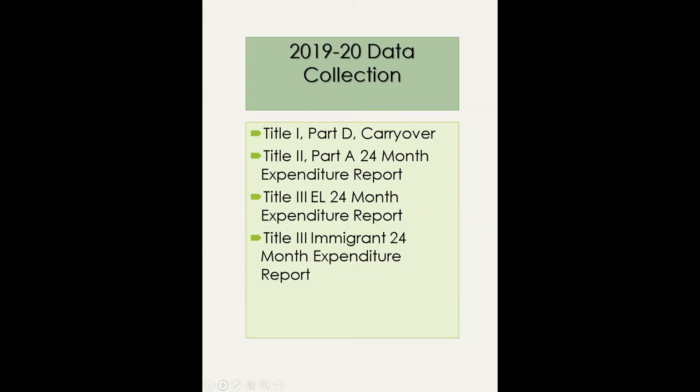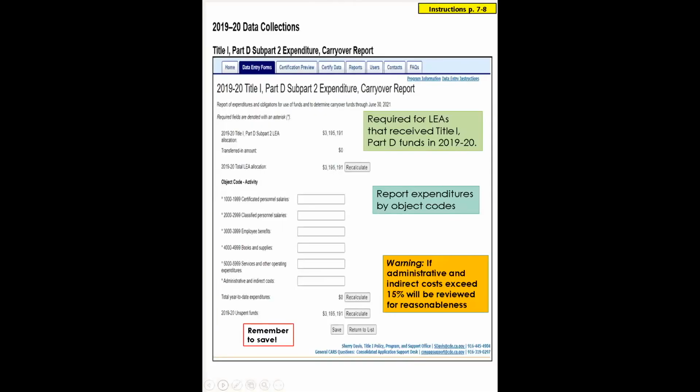But when you open your data collection, for 99% of you, nothing will show up for Part D. So you can ignore that. This is the time we share this with you so you can feel good, because you don't have to do these reports. All right, so again, 19-20 funds are going to be expiring again this year, so this September 30th. So these are some to keep your eye on. Let's just take a quick look at Part D, and this is an expenditure carryover report. And the reporting here is by object code.